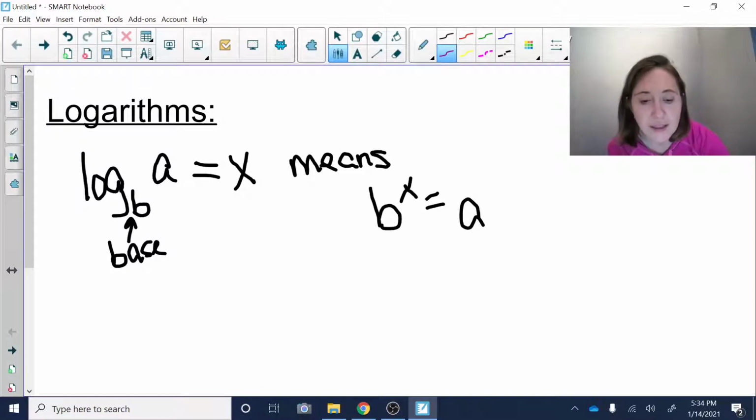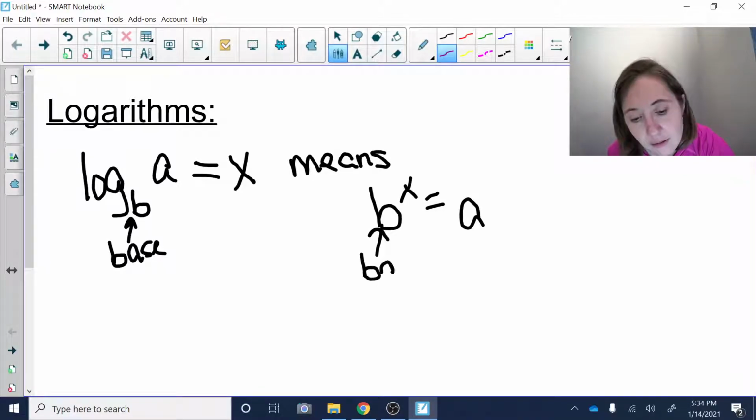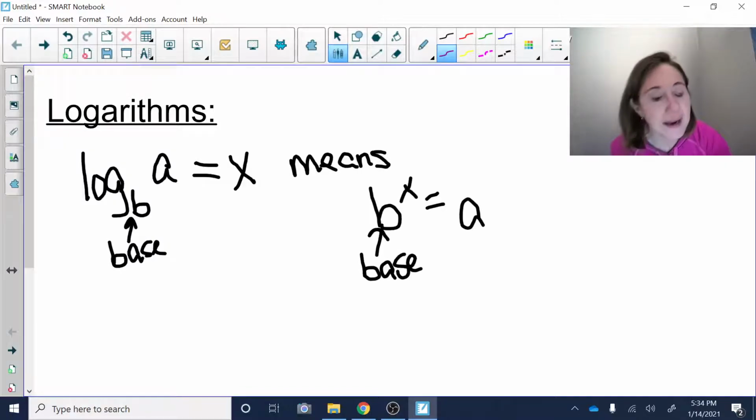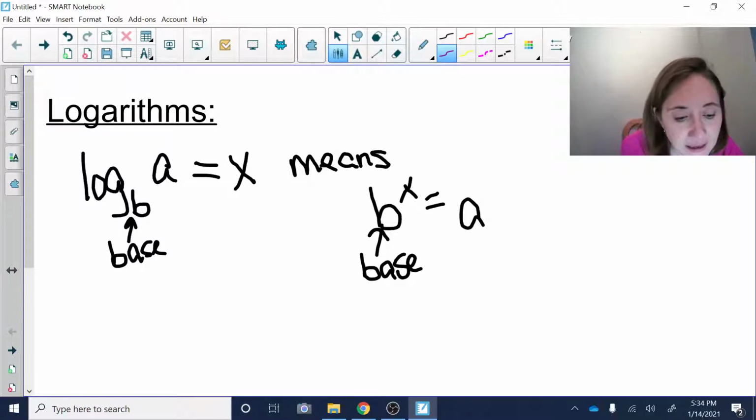You see why it's the base over here. So the base in log form is written as a subscript, so you'll see log and then a number down low. That's the base. A stands for argument.